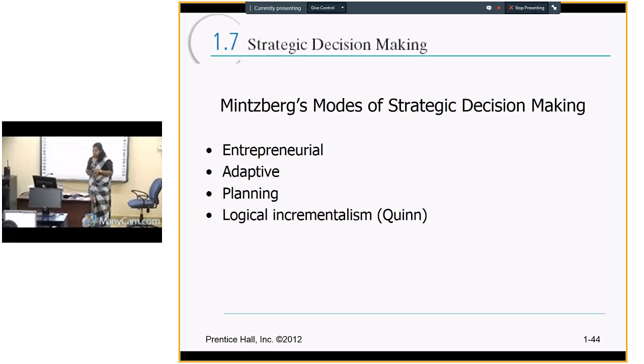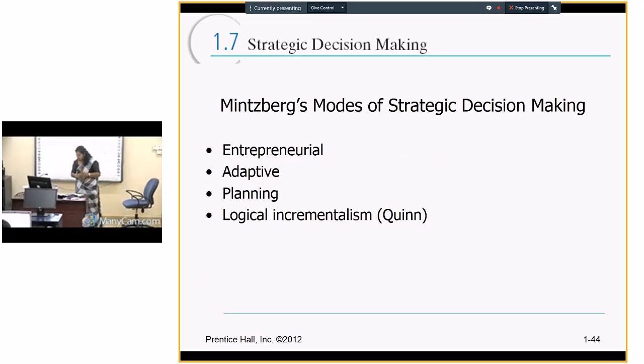Yes. Mintzberg has highlighted the different modes of strategic decision making. The first one is the entrepreneurial. What does it mean? The strategy is made by one person, a founder. One powerful individual might come up with a particular strategy. For example, we can say Steve Jobs, he came up with Apple, or else Amazon.com. Jeff Bezos came up with online procurement, like no physical store of books, but an online procurement process. That is entrepreneurial.